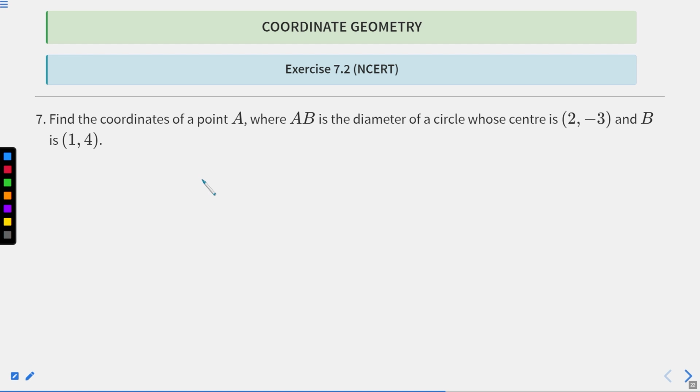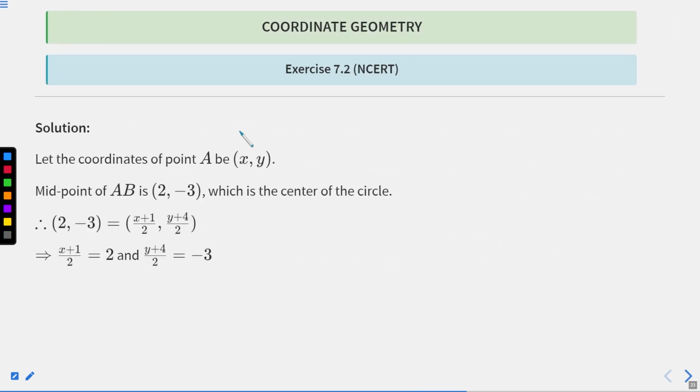Here we need to find the coordinates of a point A, where AB is the diameter of a circle whose center is (2, -3) and B is (1, 4). So we have to find the coordinates of point A. Let us solve this problem. Here let the coordinates of point A be (x, y).